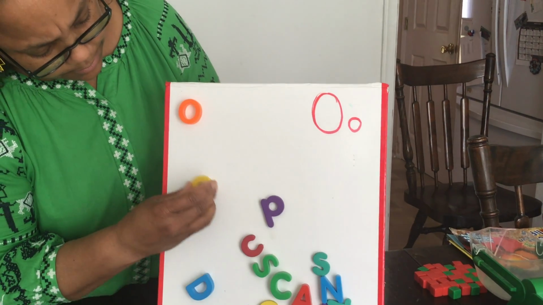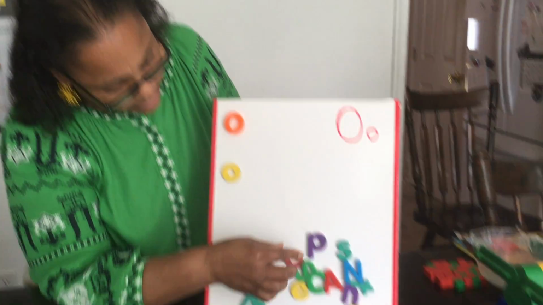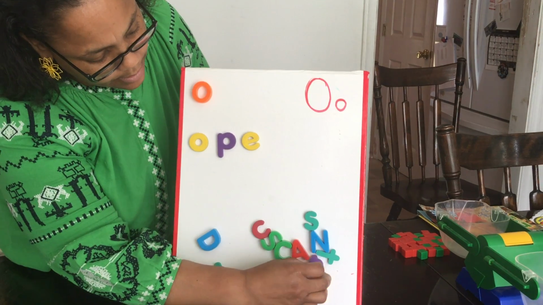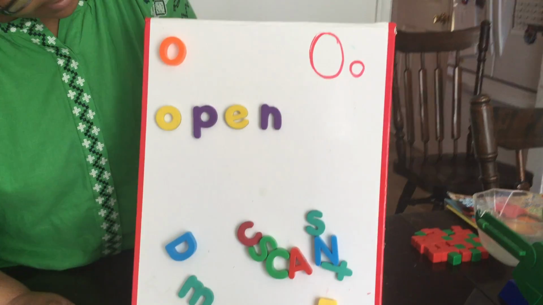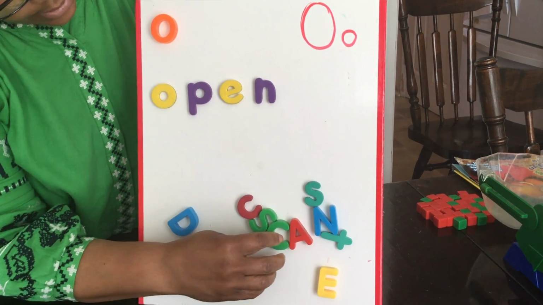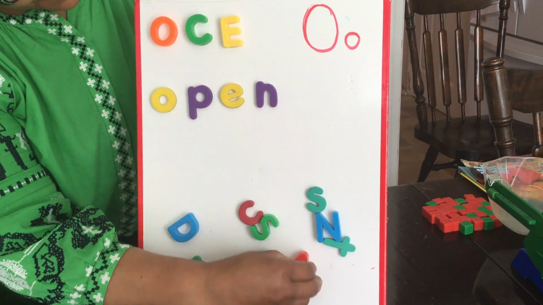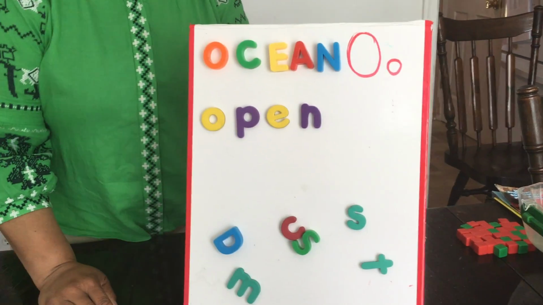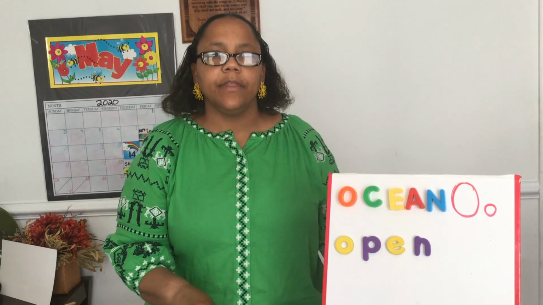Capital O, lowercase o. Our first word, lowercase, is O, P, E, N. Open, open. And our uppercase is O, C, E, A, N. Ocean. And the sign for ocean is you make the W with your fingers, tap to your chin, and then give it 2 waves. That's ocean.